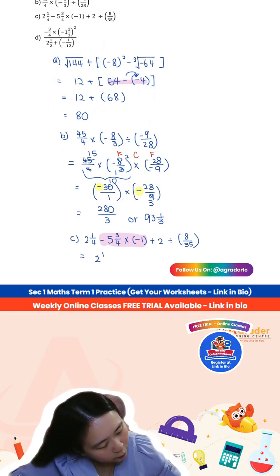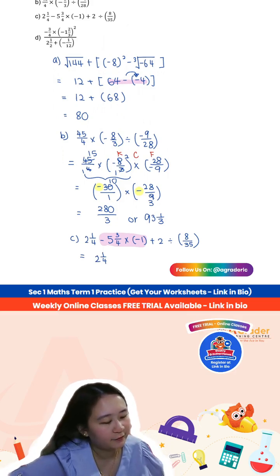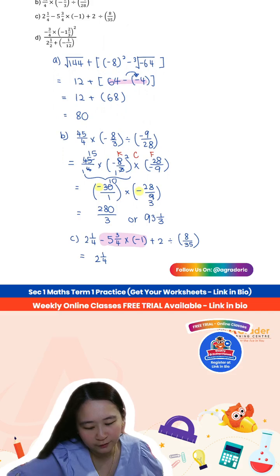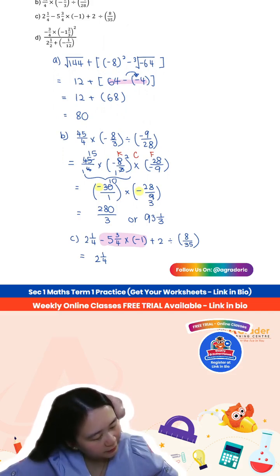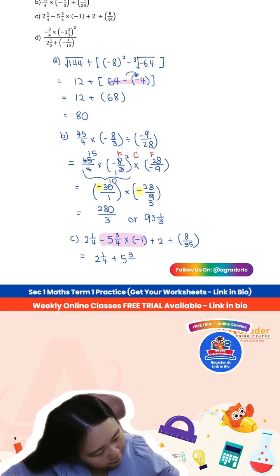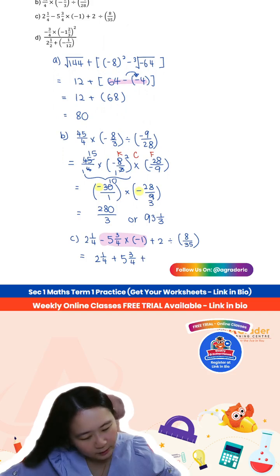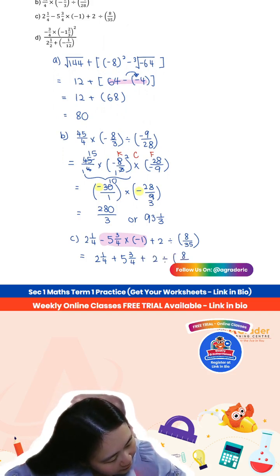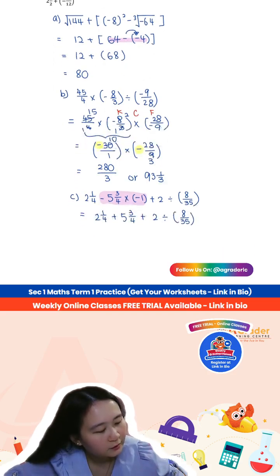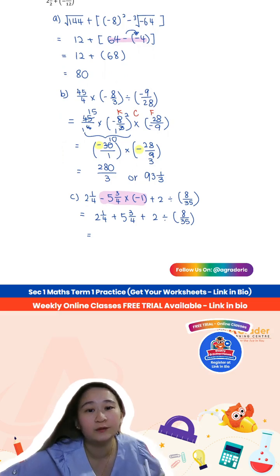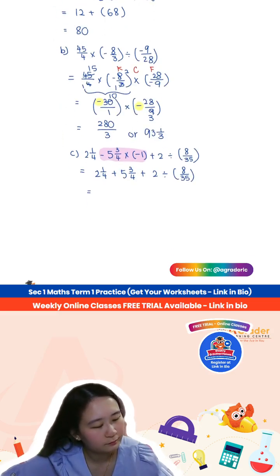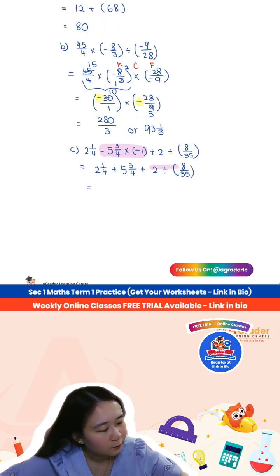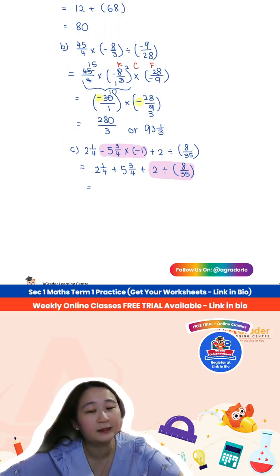So 2 whole 1/4, negative 5 3 over 4 times negative 1, we get a positive 5 whole 3 over 4 plus 2 divided by 8 over 35. So now we are left with the divide to deal with, which is this part here. So same thing, we apply the KCF.